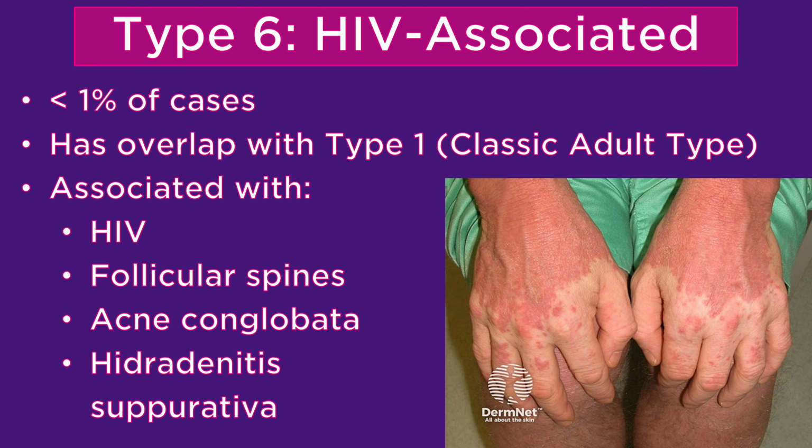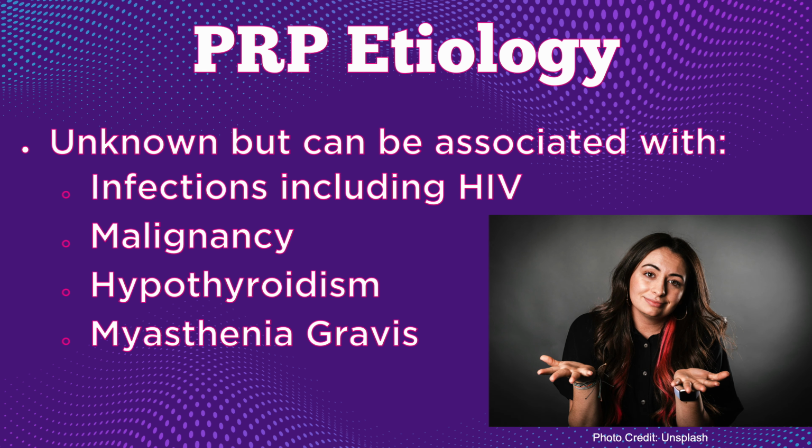And lastly, we have the newly described type 6 PRP that is less than 1% of cases, has overlap with type 1 PRP, and is associated with HIV along with follicular spines, acne conglobata, and hidradenitis suppurativa. It's worth mentioning that we don't really know exactly what causes any of these types of Pityriasis Rubra Pilaris, but keep in mind that there have been reports of PRP starting around the same time as infections like HIV, malignancy, hypothyroidism, and even myasthenia gravis.